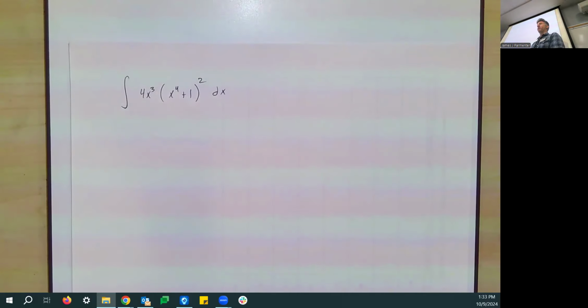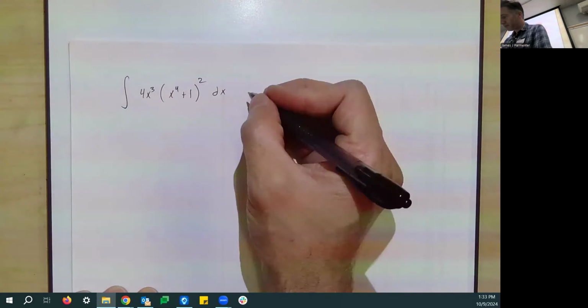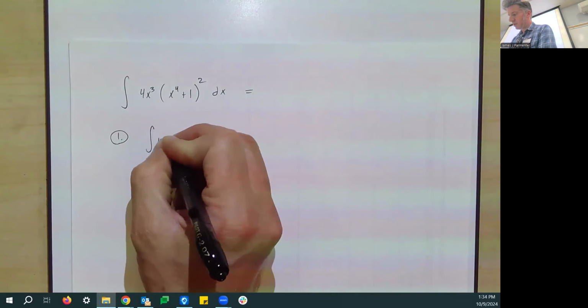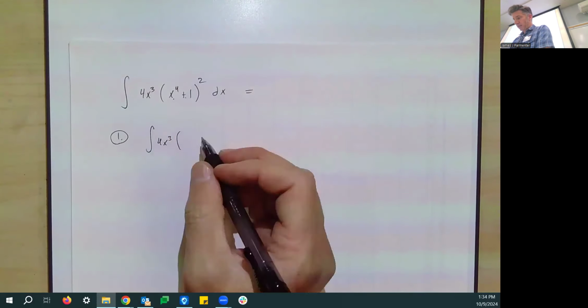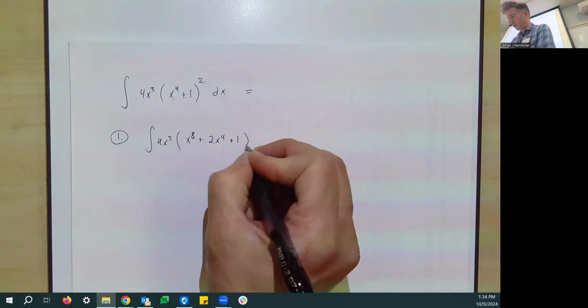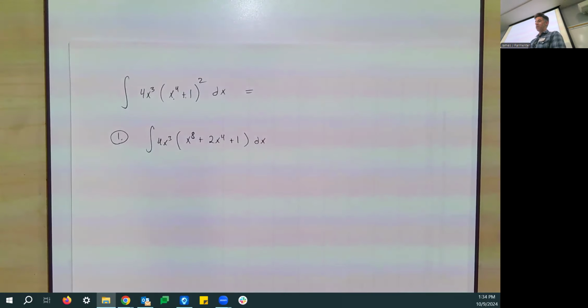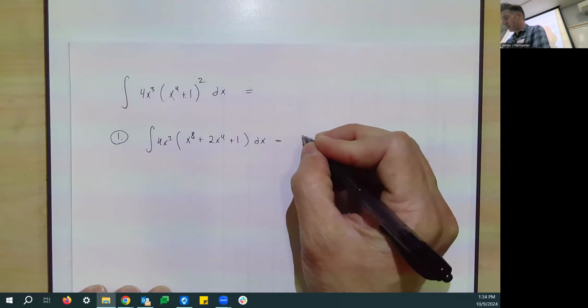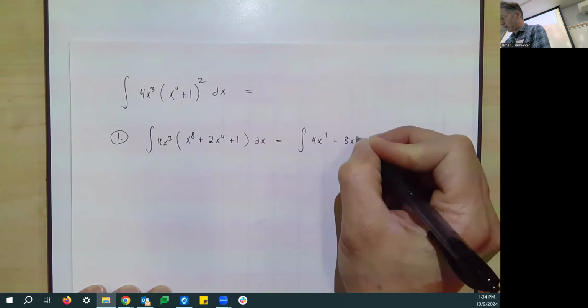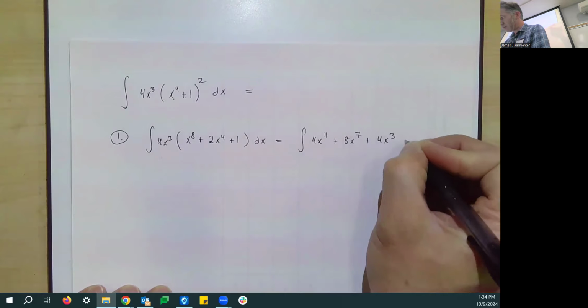Depending on how algebraically complicated it is, you might be able to just multiply it out. And we certainly can here, which we're going to do first just to see how this might work. So if we multiply it out, (x to the 4th plus 1) squared is x to the 8th plus 2x to the 4th plus 1. Then we distribute the 4x cubed to each term, and we get the integral of 4x to the 11th plus 8x to the 7th plus 4x cubed.